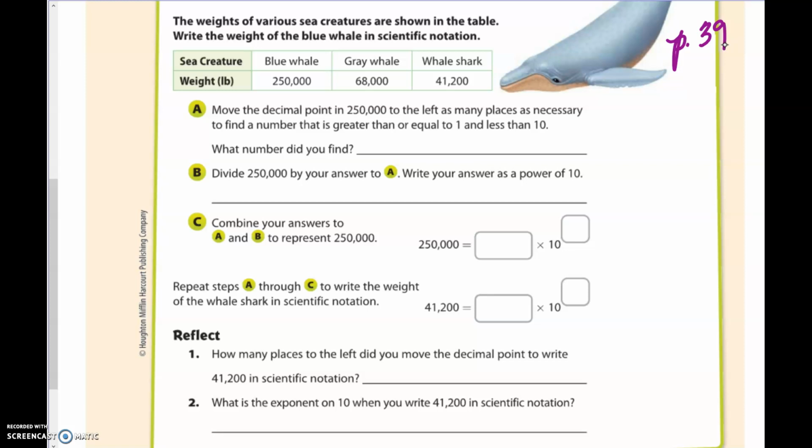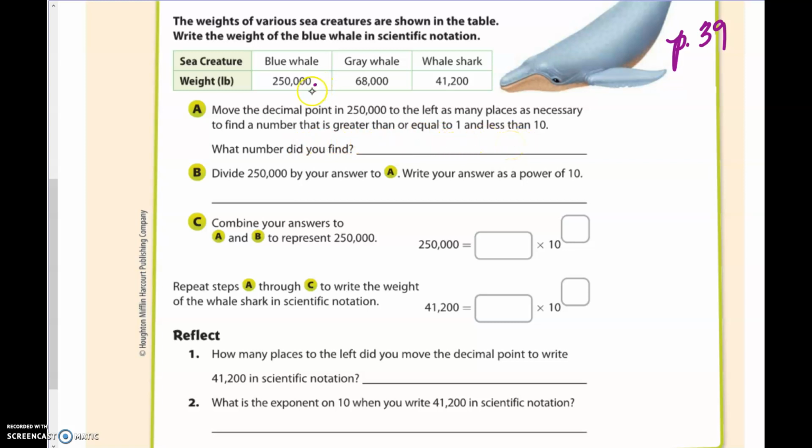All right, part A says move the decimal to the left. Now remember we've talked about this: decimals are always understood to be at the end of the number, just efficient mathematicians don't put them in. So it says move the decimal to the left as many places to find a number that's bigger than 1 but less than 10.